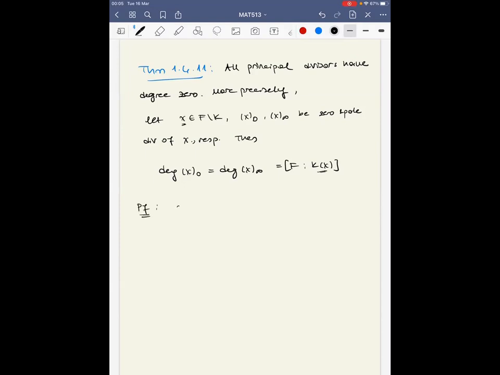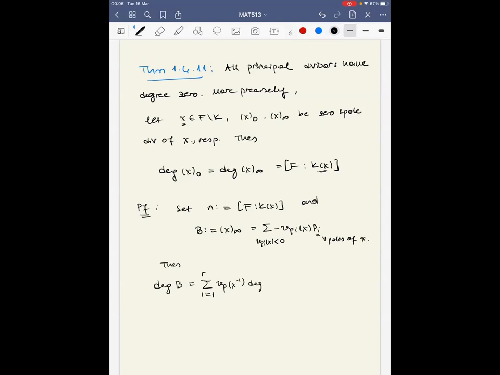And in order to prove that, let me fix some notations. For the extension degree, we denote this non-negative integer by n. And let me denote the pole divisor of x by B. Here P_i denotes the poles of the given function x. Then, indeed, by proposition 1.3.3, we know this extension degree is bounded above by n.